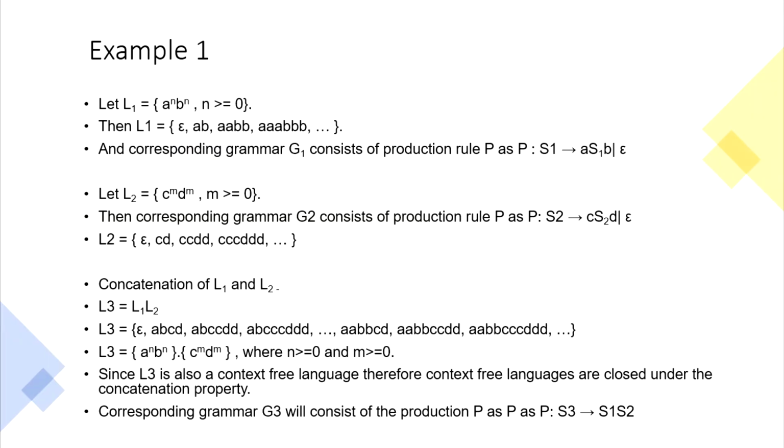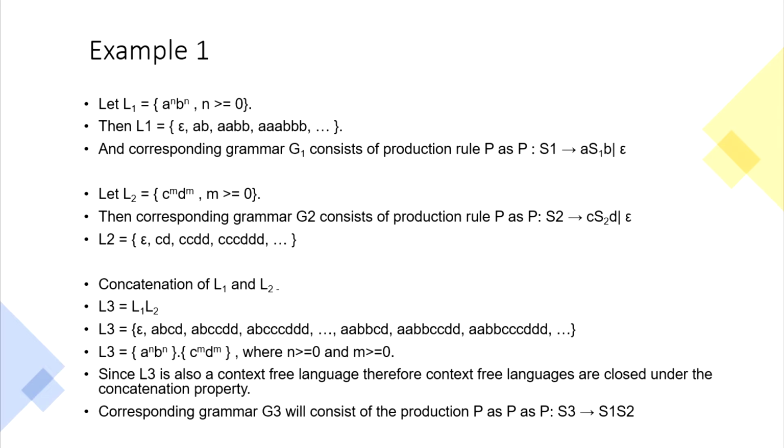In example 1 we have taken L1 the same as before, a^n b^n, in which the number of a's and number of b's would be the same, and we have taken L2 the same as in example 1 of the union property, c^m d^m, in which the number of c's and number of d's would be the same. I have shown in this slide the strings that L1 consists of and the strings that L2 consists of.